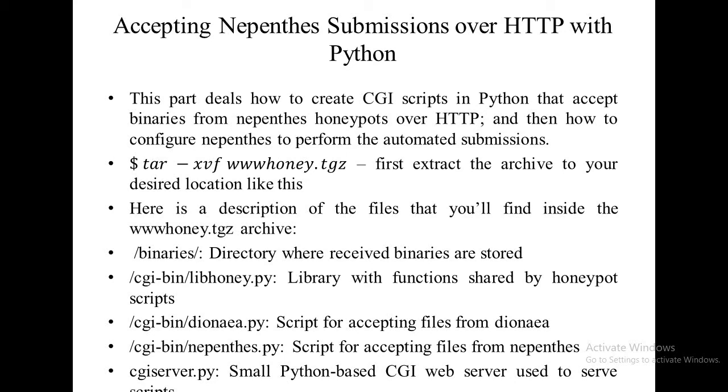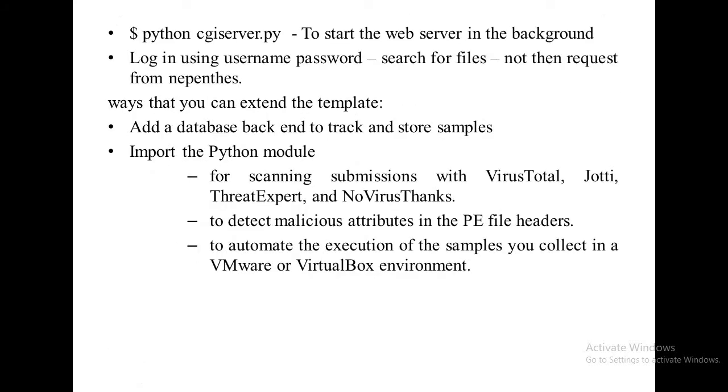Next is the description of the files. What are the things that are present inside this archived file? First is binaries, the directory where received binaries are stored. Next is bin library honey.py, where library functions shared by honeypot scripts are stored. Dionaea scripts have been stored in dionaea.py, and Nepenthes scripts have been stored in nepenthes.py, and cgi_server.py is a sample Python-based CGI web server used to serve the CGI scripts. So CGI server scripts have been stored in this Python program.